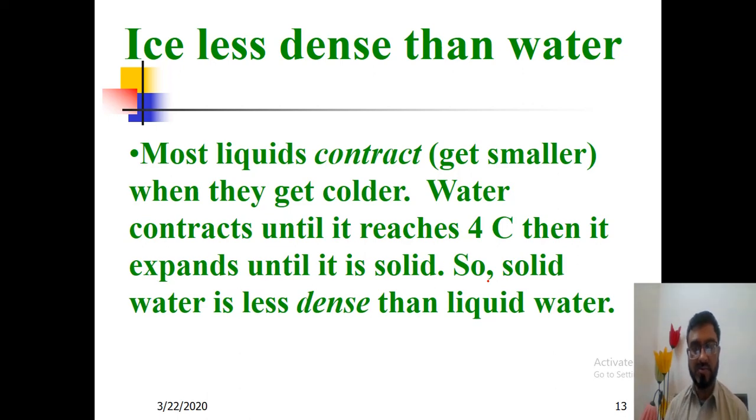And this is the most important property. Ice is less dense than water. What is the behavior of a liquid? Most liquids contract when they are getting cold.